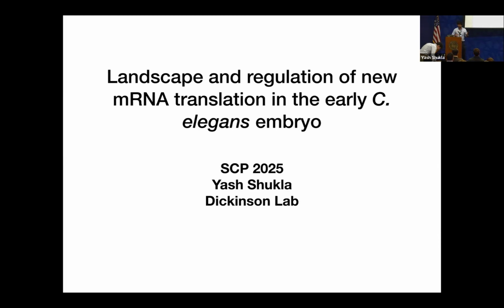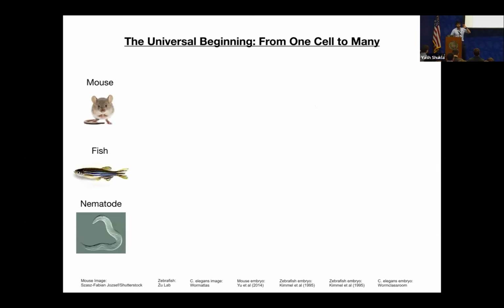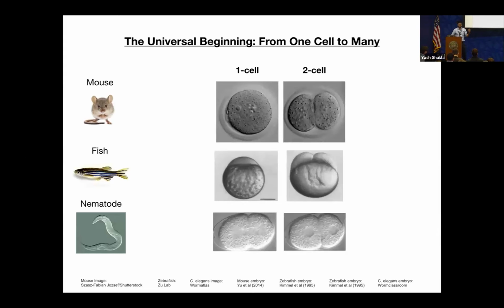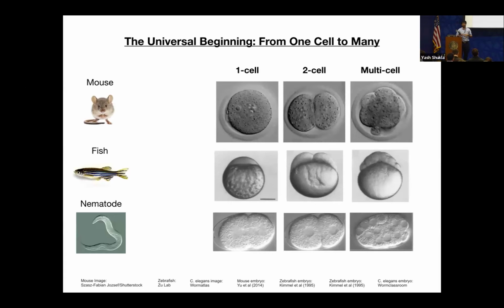So my study looks at the landscape and regulation of mRNA translation during early C. elegans embryogenesis. All animals start from a universal beginning, and I'm showing you a one cell, or a zygote, of a mouse, fish, and a nematode. These undergo divisions to become a two cell and then finally divide to become this multicellular ball that'll go on to differentiate to become the tissues and organs that you see around you today.